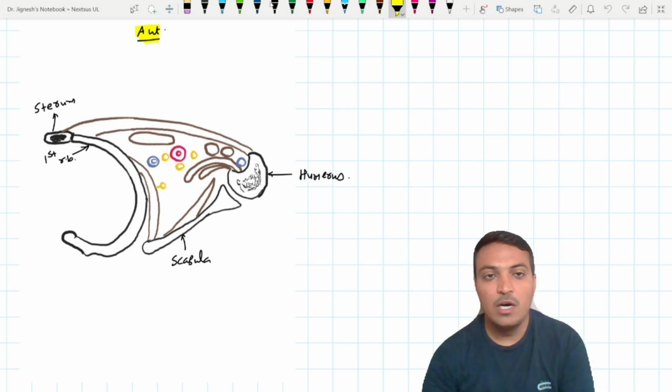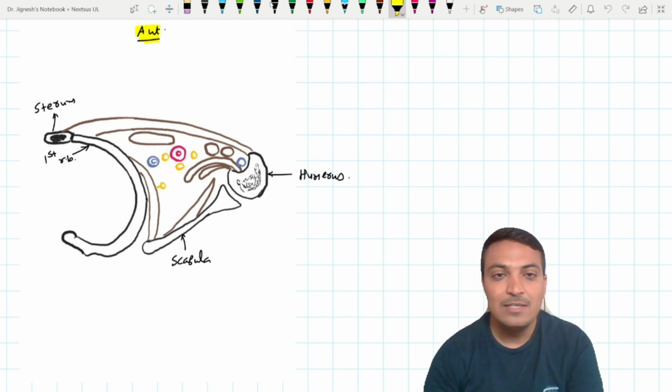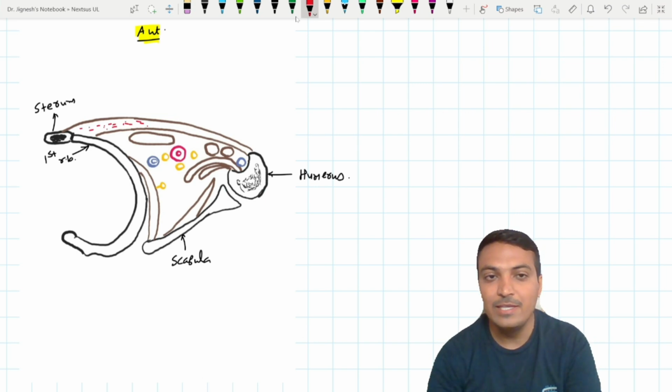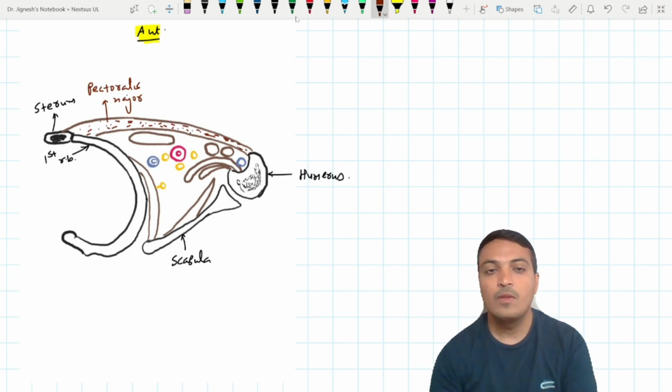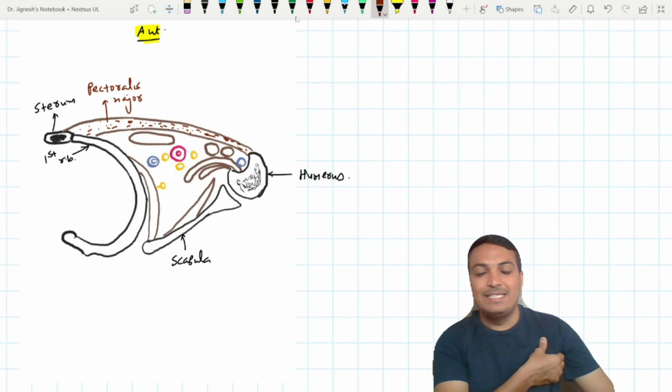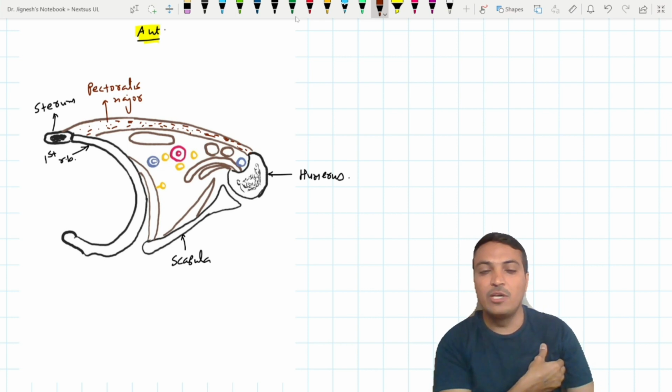Now let's move on to the anterior wall of the axilla. The anterior wall of the axilla is going to be formed by the pectoralis major muscle. So here in this figure, we can appreciate this muscle is the pectoralis major muscle. The anterior wall of the axilla is mainly going to be formed by the anterior axillary fold. We can hold the anterior wall of the axilla with our hand, and that is the pectoralis major muscle. The spiraled fibers of the pectoralis major are going to form the anterior wall.